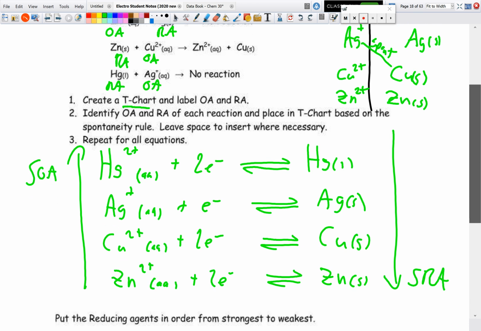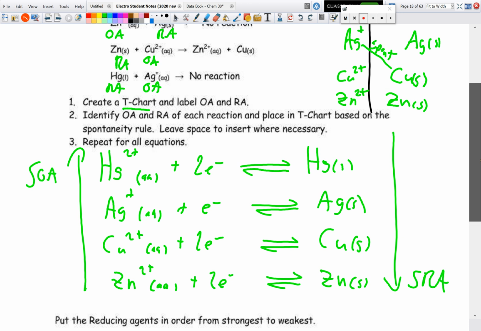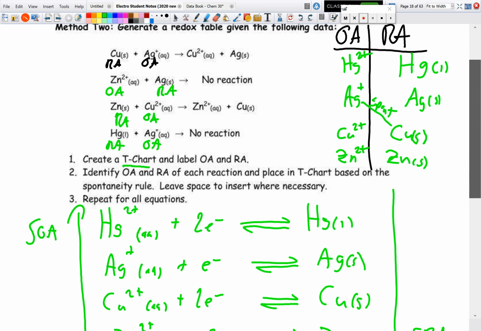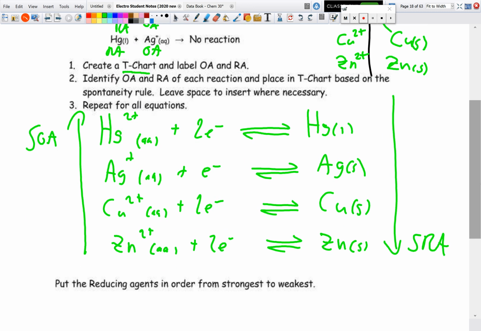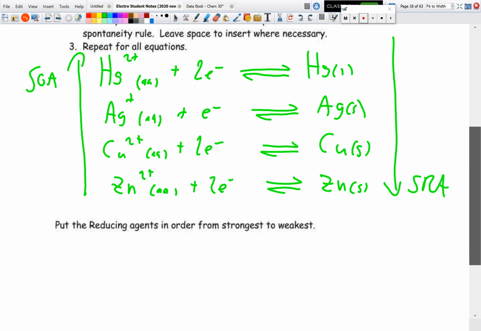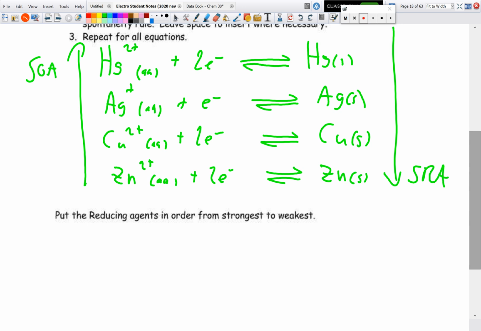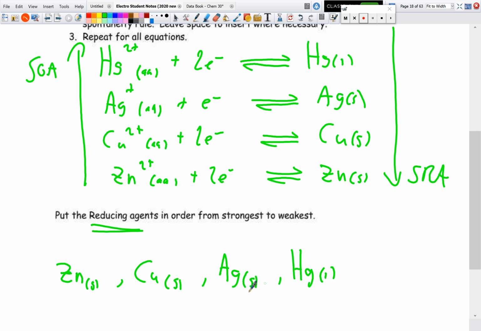So that's kind of how we use a T-chart. And all it is just an organizational tool to get the general positions of these here, so then we can create a table of reduction half reactions. And then, of course, just finishing out this question here, it says put the reducing agents in order from strongest to weakest. So that means the reducing agents, we have zinc solid, then copper solid, then silver solid, then mercury liquid.